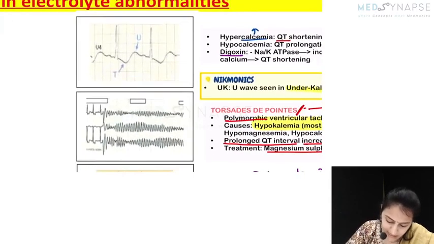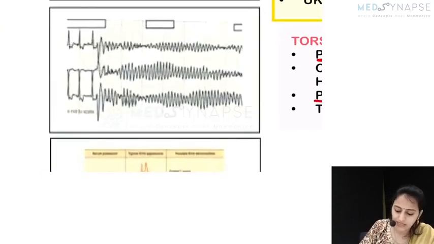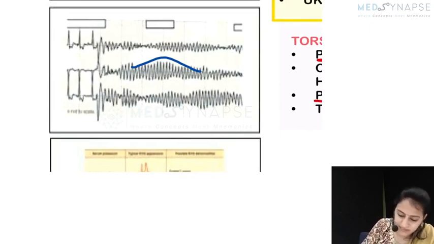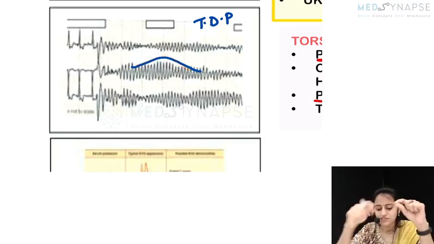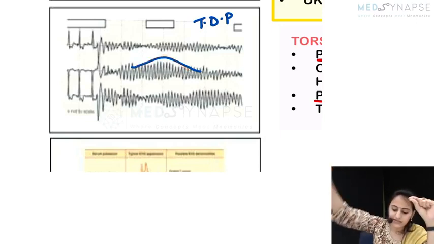Right, so this ECG basically is showing the prominent U wave in underkalemia. This ECG is showing the increasing and the decreasing pattern. This is for Torsades de pointes. Okay, a ribbon which is twisted. So increasing and decreasing.